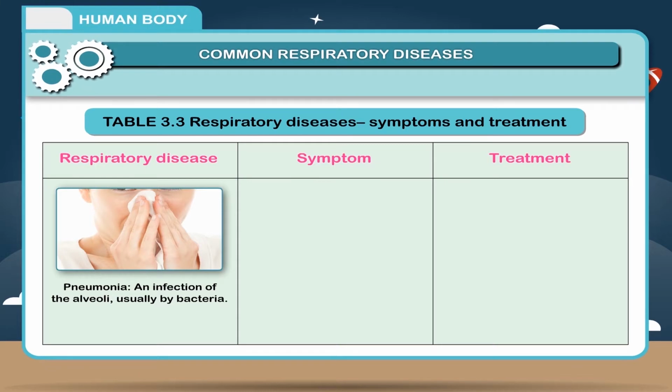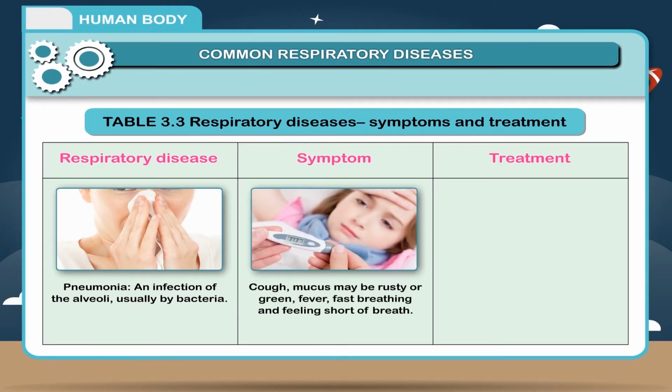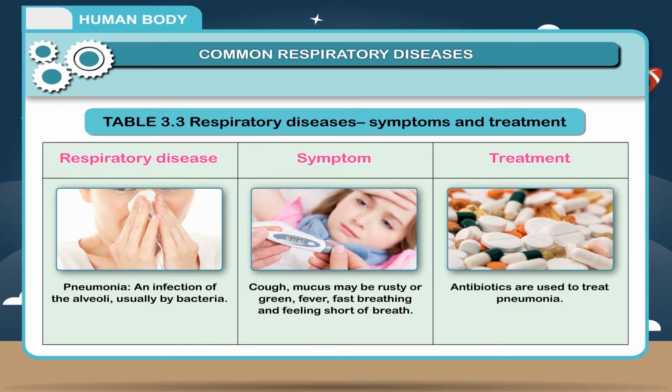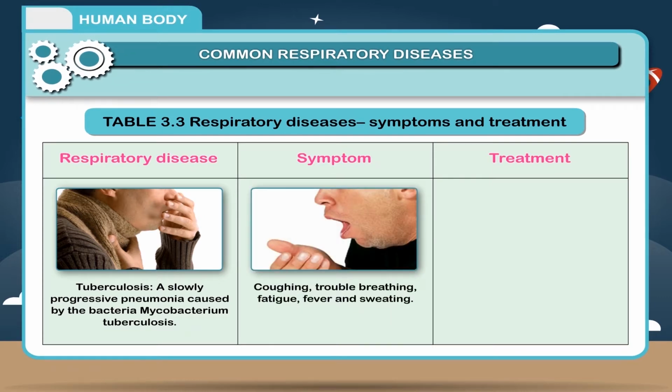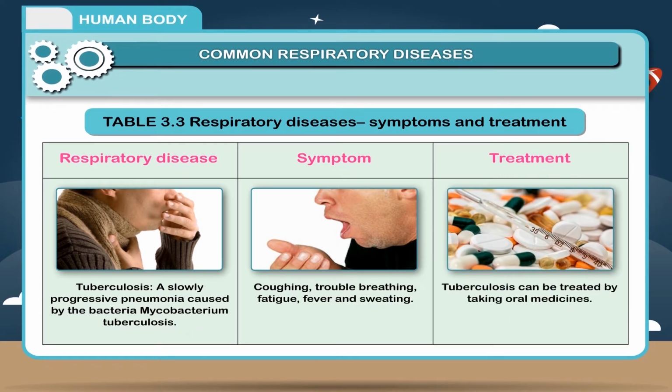Pneumonia. An infection of the alveoli, usually by bacteria. Cough, mucus may be rusty or green, fever, fast breathing, and feeling short of breath. Antibiotics are used to treat pneumonia. Tuberculosis. A slowly progressive pneumonia caused by the bacteria Mycobacterium tuberculosis. Coughing, trouble breathing, fatigue, fever, and sweating. Tuberculosis can be treated by taking oral medicine.